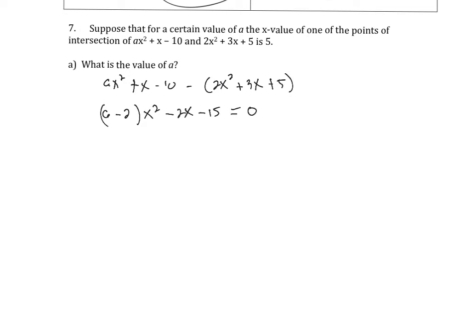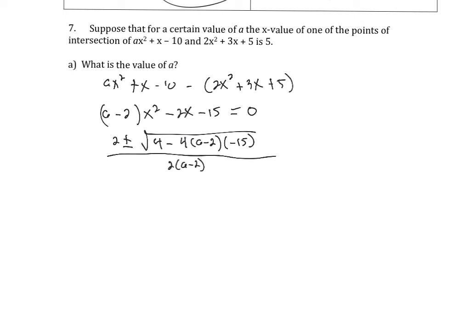And we want to find out what value of x will set this thing equal to 0. Or rather, we want one of the values of a to be such that this thing, when x is 5, will be equal to 0. Okay, so we're going to use the quadratic formula, and we're going to get negative b, or 2, plus or minus the square root of b squared, which is negative 2 squared, or 4, minus 4 times a, which is in this case a minus 2, times c, which is negative 15, all over 2a, or 2 times a minus 2. We want that to be equal to 5.